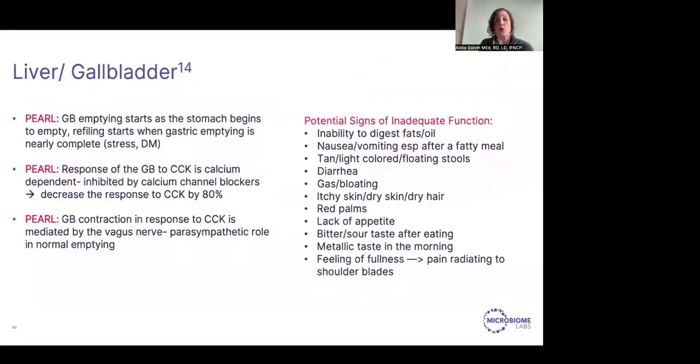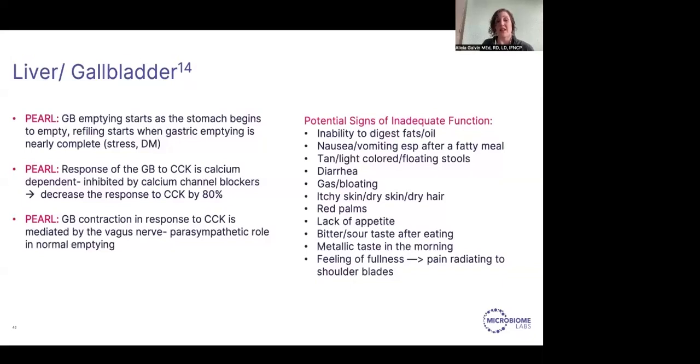Now, a couple of pearls for you. So gallbladder emptying starts when the stomach begins to empty. So as the stomach's emptying, the gallbladder is starting to release its bile, and then it starts to refill when that gastric emptying is finished. So it's kind of this dual synergy that happens in terms of emptying and filling with the gallbladder and the stomach.